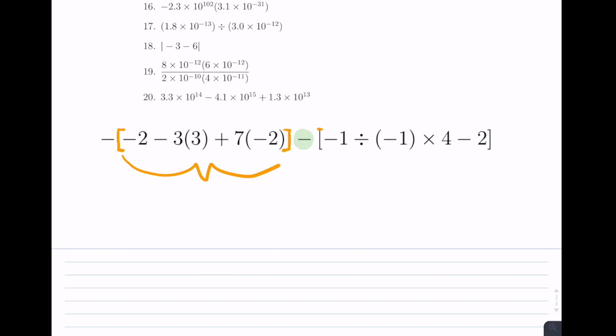Next, I have this bracket. I will continue until I find where it closes. So it closes here. There's actually nothing else left. So this is your second term.